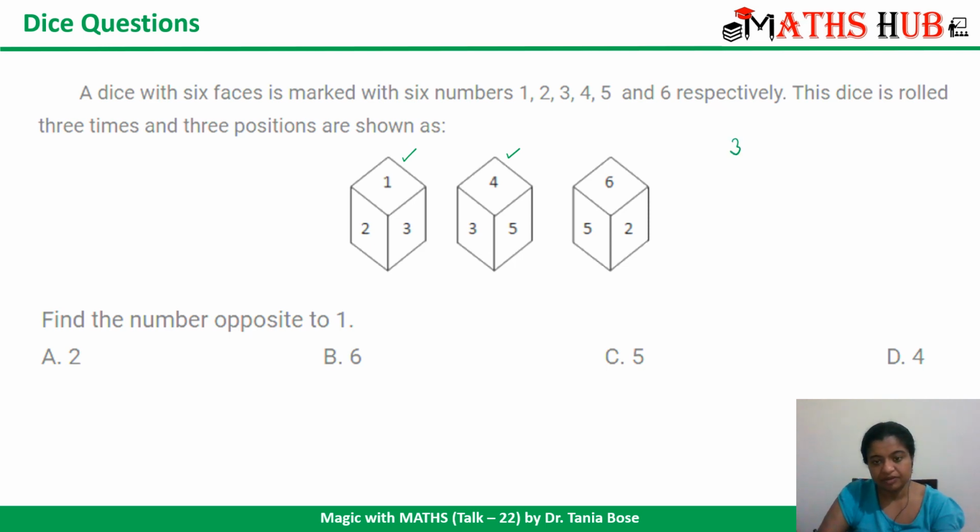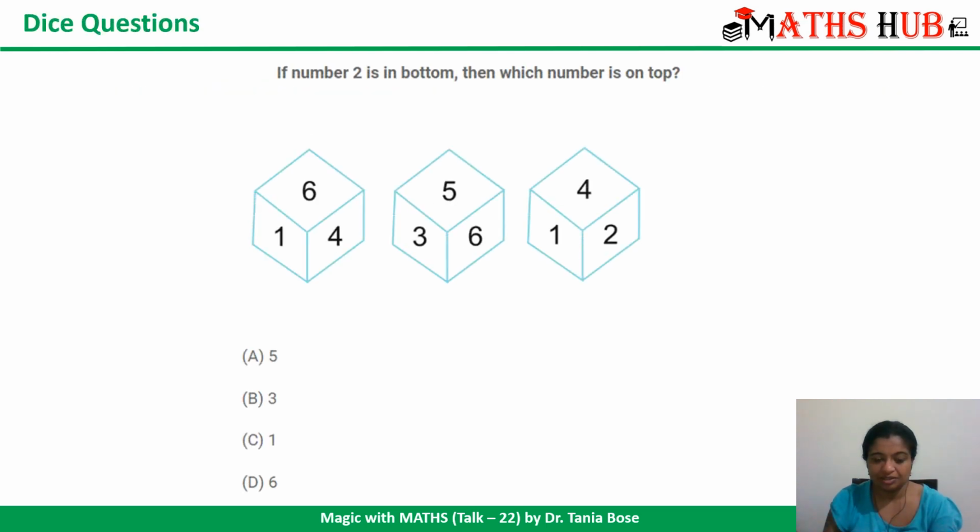3 is common, so we write it in a clockwise way, so we get 3, 2, 1. And for the second dice, when we write, we get 3, 4, and 5. So automatically, which number is opposite to 5? It is the number 1, right? So option C is the correct one, right?